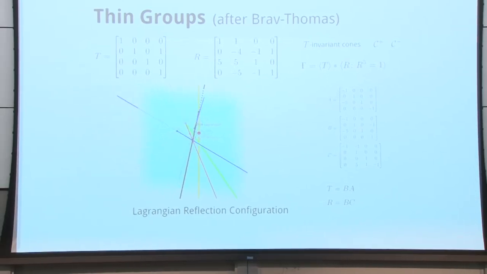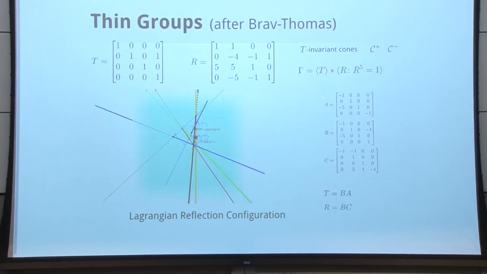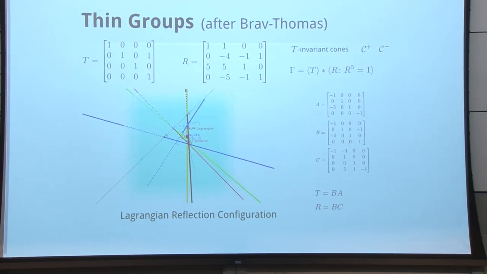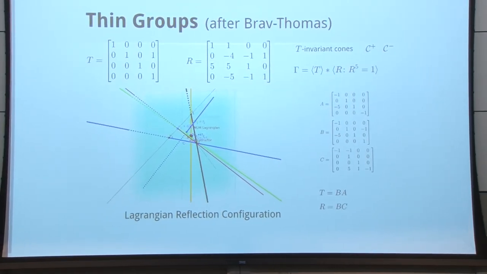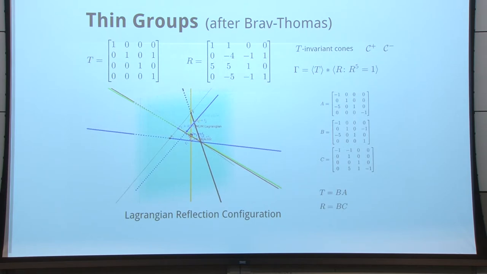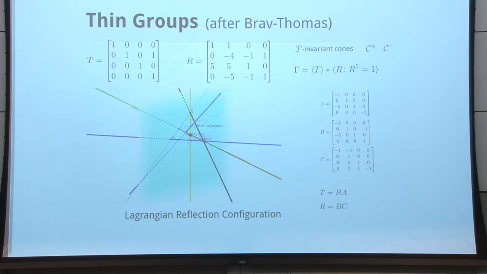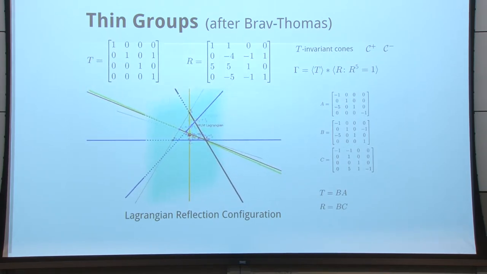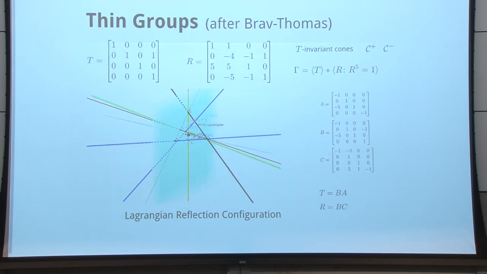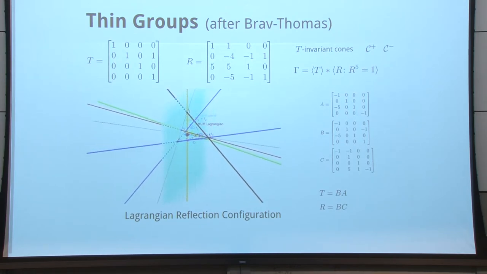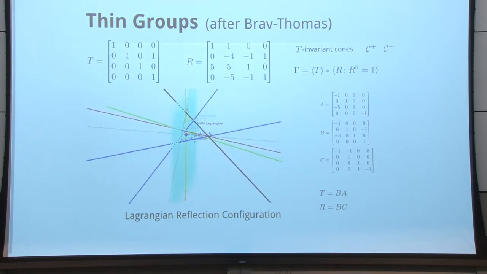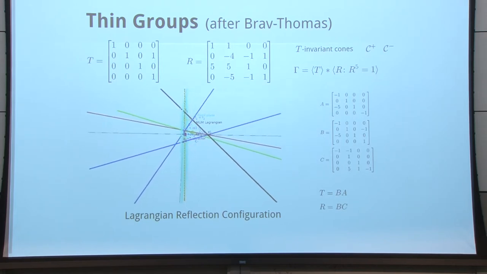So what you do is you write R4 as L1 plus L2, where L1 and L2 are Lagrangians, and the reflection matrix acts as the identity on one and as minus one on the other Lagrangian. What you see in this picture are the Lagrangian subspaces in which you're doing these reflections.